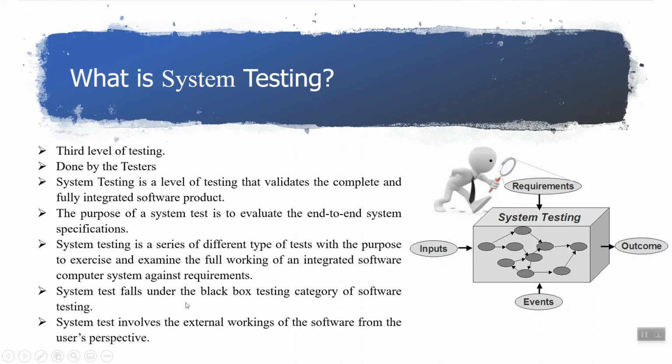So, system testing falls under the black box testing category of software testing because, as I said, in black box testing we are not checking the internal structure of the system. We are just giving the inputs as per the software specification and checking the outcome of the system, if it is matching against the software requirements. System testing involves the external working of software from the user's perspective. In this image, you can see that the software is a collection or integration of different modules combined together as a whole system. We are giving the input to the system and checking the outcome as per the requirements of the software.